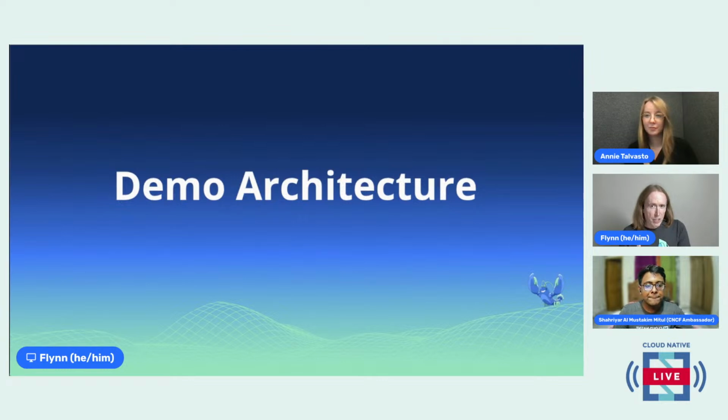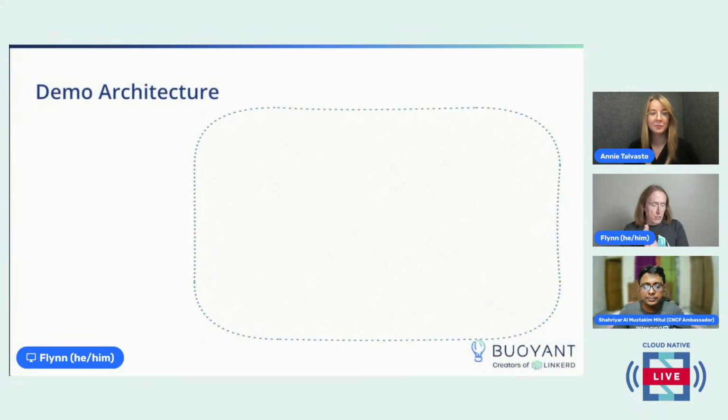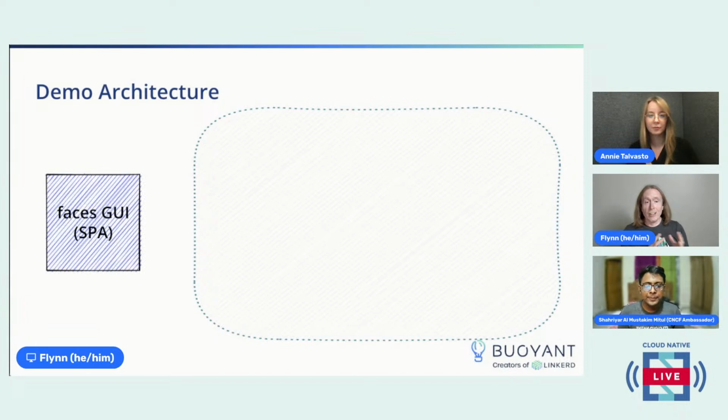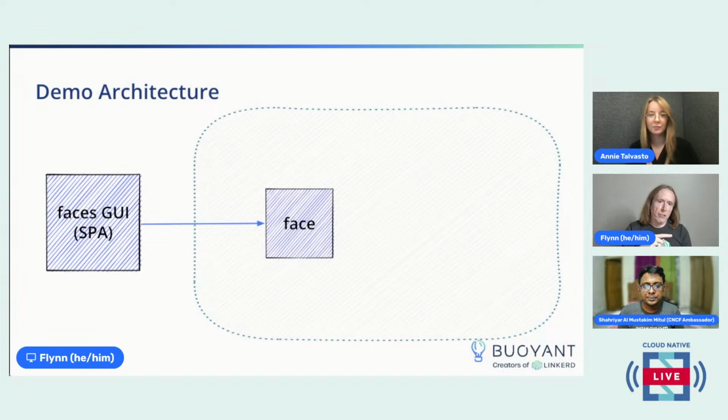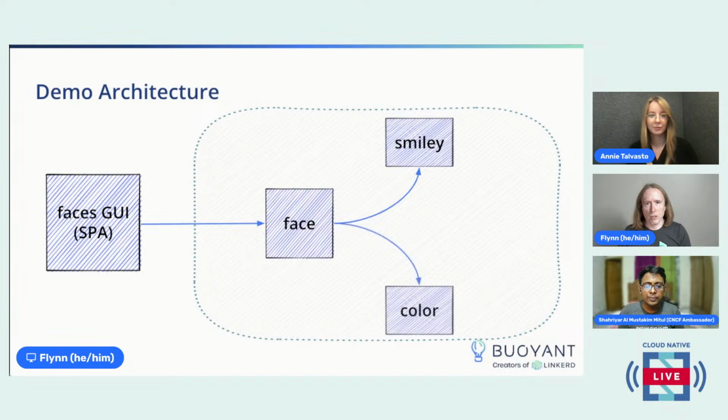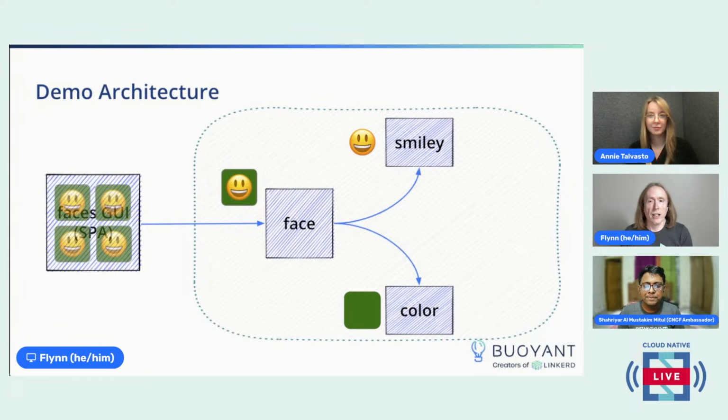I'm going to describe the architecture of the demo itself, and then we will go in and look at the demo. What we're doing here is we start with a cluster. Outside of the cluster, we're going to use the web browser as the GUI. It's getting this single page web app called the Faces GUI. It then will reach in and call the face service repeatedly. There's a grid of cells in the Faces GUI. The face service inside the cluster will call the smiley service, which is supposed to return a smiley, and the color service, which is going to return a color. When things are going well, the smiley service will return this grinning smiley, and the color service will return the color green. The face service will then compose the two together and hand them back to the GUI.